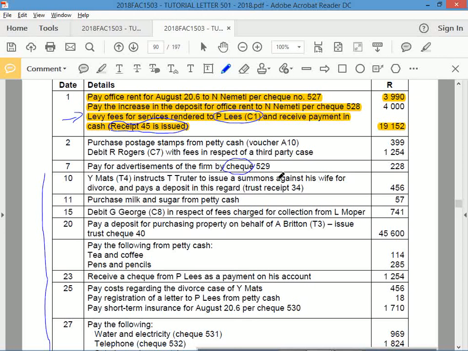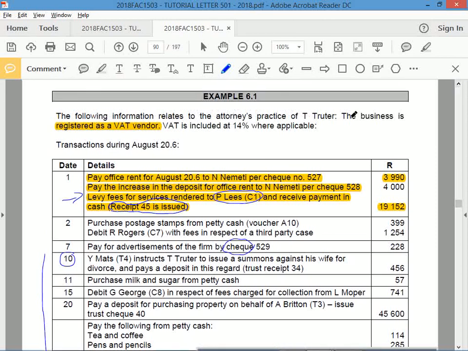Right, so number 10, Y instructs T to issue a summons against his wife for divorce and pays a deposit in this regard. Okay, remember, we need to look at the business's point of view. We are Truta. Okay, we're the business. So Y instructs us to issue a summons against his wife, and they pay us a deposit. See, now it's easy, right? It was actually a giveaway because of this.